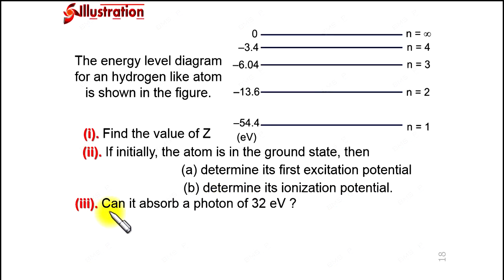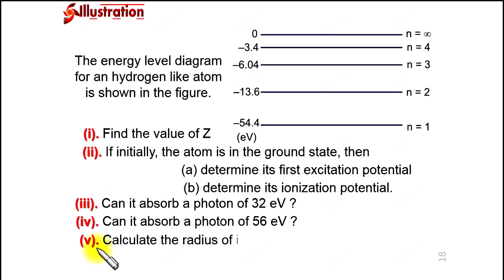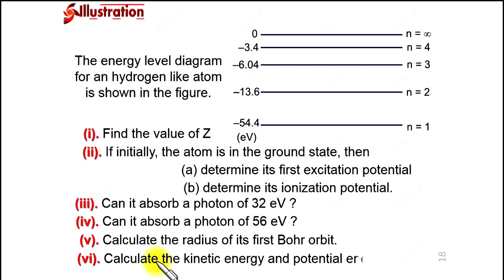And the third question asks, can it absorb a photon of 32 electron volt, and the fourth question asks, can it absorb a photon of 54 electron volt. And in the fifth part, calculate the radius of the first Bohr orbit, and in the sixth question, find the kinetic energy and potential energy of an electron in the first orbit. Okay, so let us move one by one.